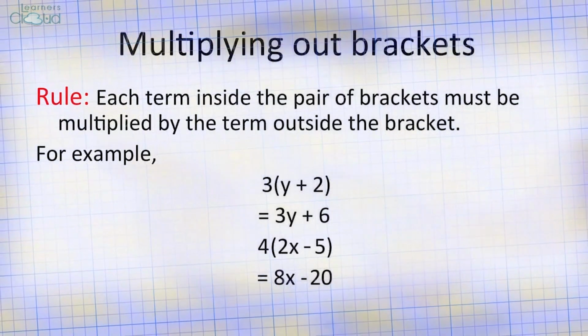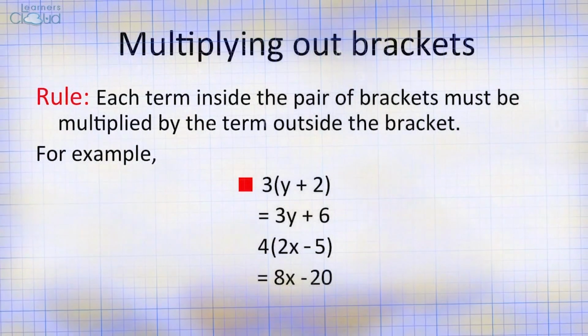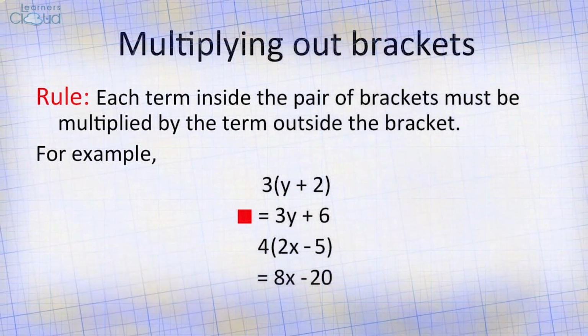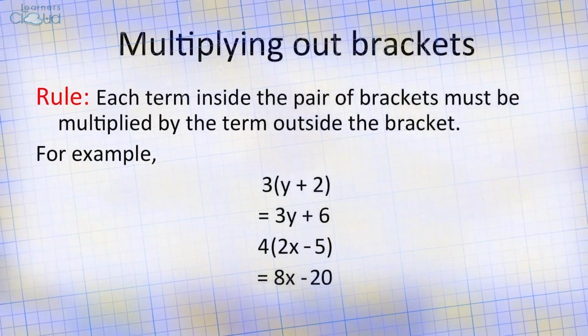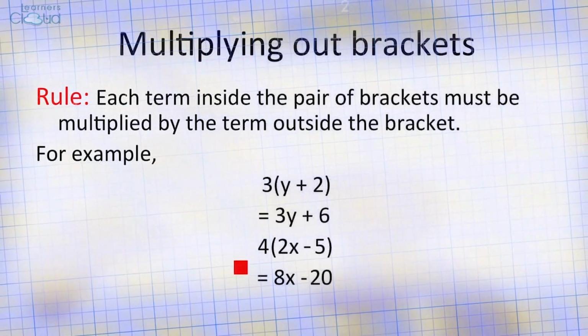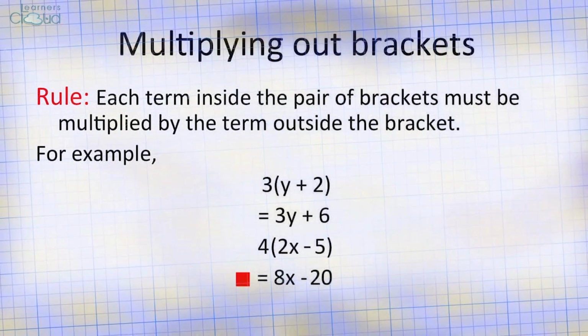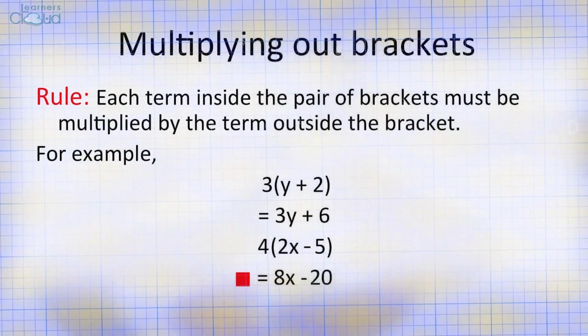So for example, 3 lots of y plus 2 would give me an answer of 3y plus 6. Each term inside gets multiplied by 3. Likewise, 4 lots of 2x minus 5 would give me an answer of 8x minus 20. Each term inside being multiplied by 4.